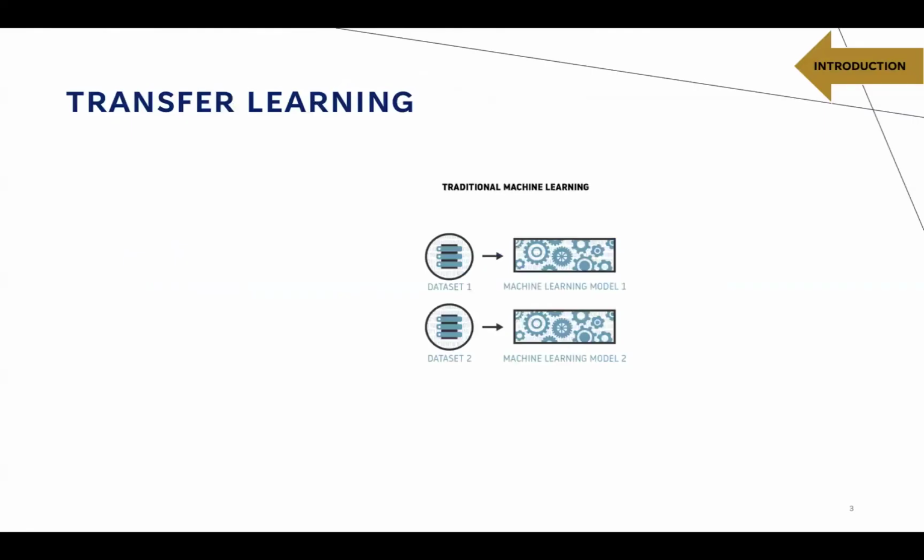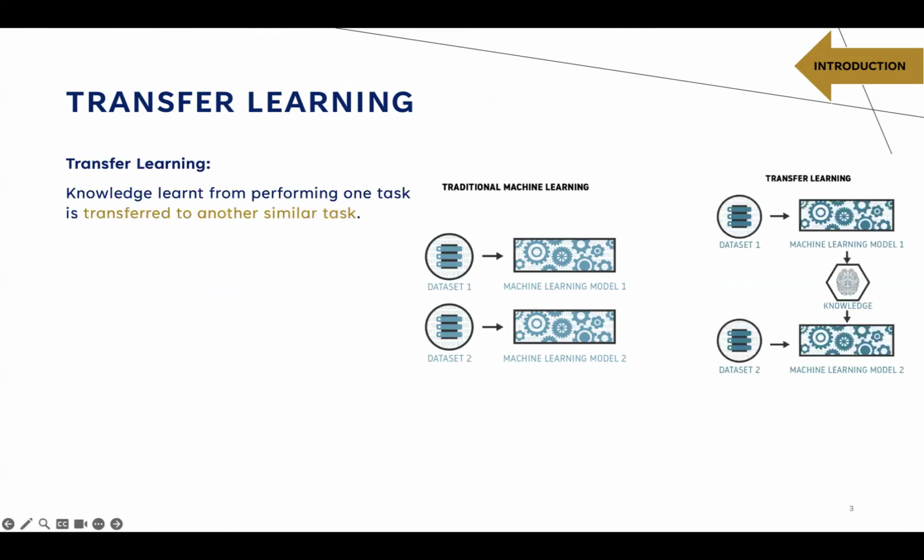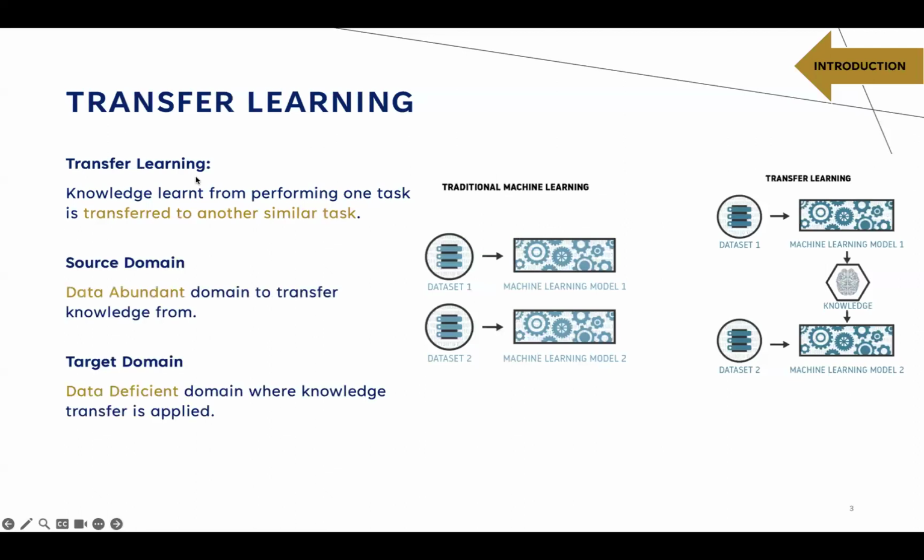I'll go over the basics first, like what transfer learning is. Traditional machine learning is where you have one data set, you put it into a machine learning model, and the output are the predictions. In transfer learning, the knowledge learned from performing one task is transferred to another similar task. The task you're learning from is called the source domain because it has a lot of data, or it is data abundant. The task you're applying knowledge to is called the target domain, and it's usually data deficient because it has fewer samples. So basically transfer learning is translating knowledge from a data abundant task to a data deficient task.